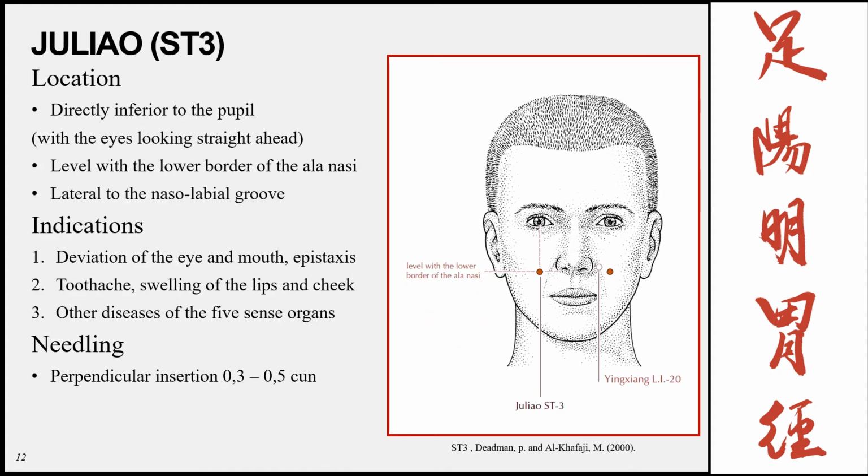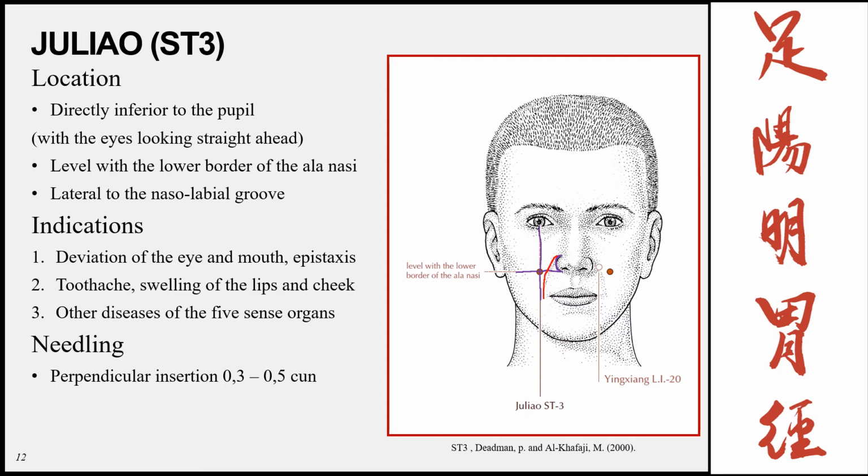The next point is Juliao, stomach 3. So this point is located directly inferior to the pupil. So just like the previous two, ask the patient to look straight ahead, and then you're going to draw a line directly below the pupil, all the way down the cheek, and then we're going to draw another line from the lower border of the ala nasi. So if you remember from previous slides, the ala nasi is the nostril, this part over here. So we've got to go to its lower border, and then we've got to draw another line like this. And then the point where these two lines connect is stomach 3. And this will normally be just lateral to the nasolabial groove, which is this groove over here.